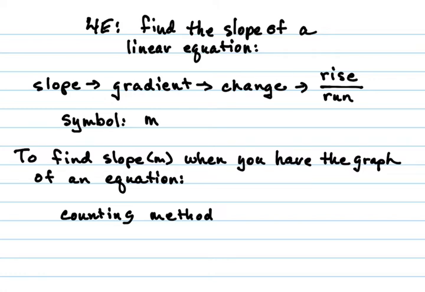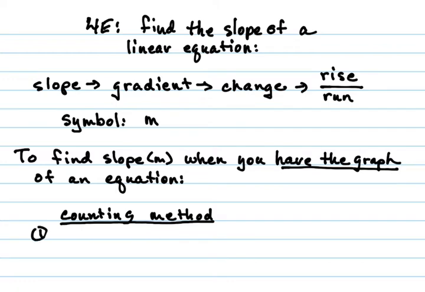Okay, so how much it goes up, but remember rise can also be negative, so not going up, but what? Going down. And then run could either be to the right if it's positive or to the left if it's negative. So you can have negatives here, so be very careful with it. Okay? All right. So if we define slope as rise over run, then we can use the counting method to find the slope. But that's only when you have the graph. That's the only time that this method works.